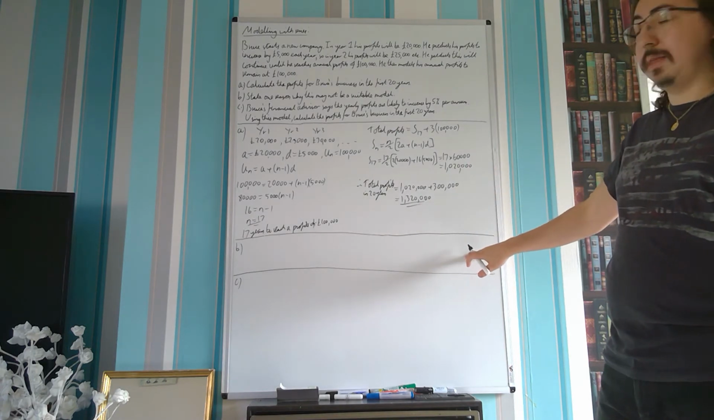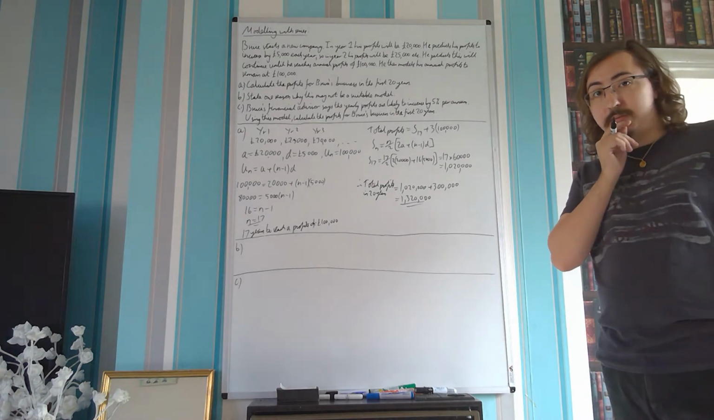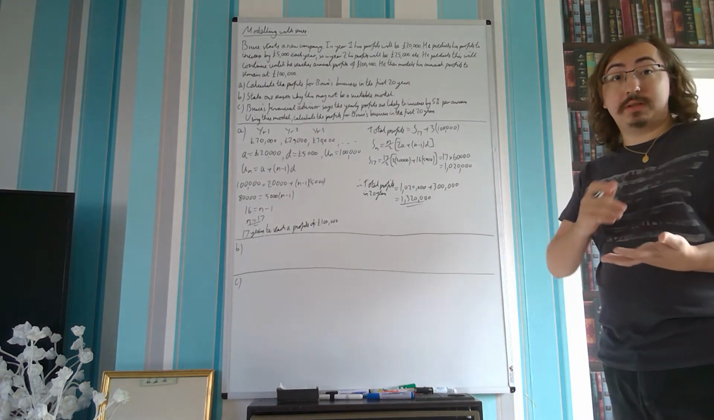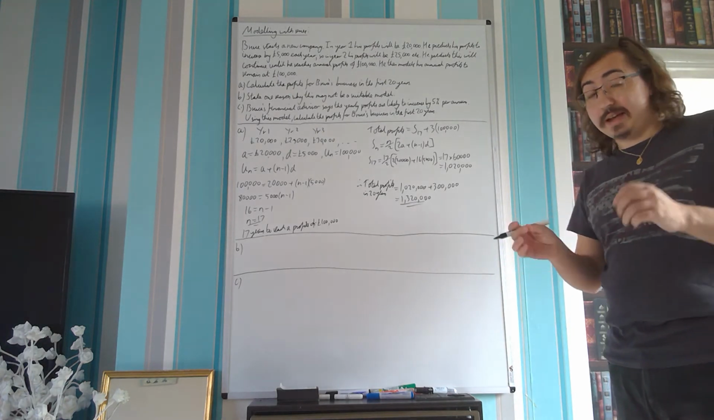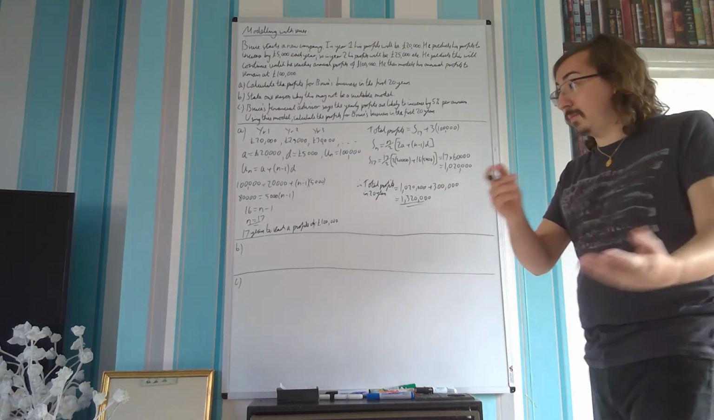Moving on to part B then, it says state one reason why this may not be a suitable model. Well, in this model, Bruce is assuming that his profit is going to increase by the same amount each time. That seems quite unlikely, and that's all that you really have to state.